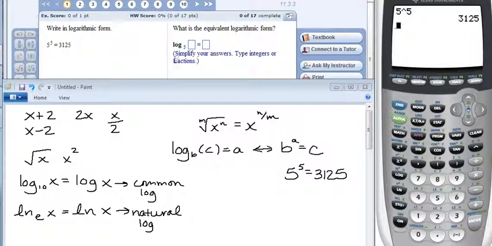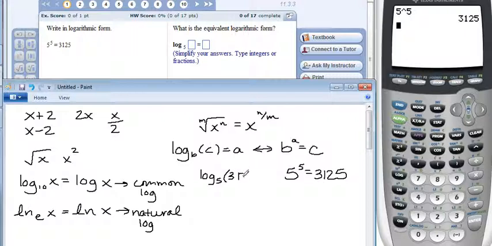All right. Now, to express that in a logarithmic form, we just take these letters. B is 5, right? A is 5, and C is 3125. So I'm just going to rewrite it this way. So I'm going to say that the log base 5 of C, okay, C is 3125, is equal to 5, which is A. Okay?